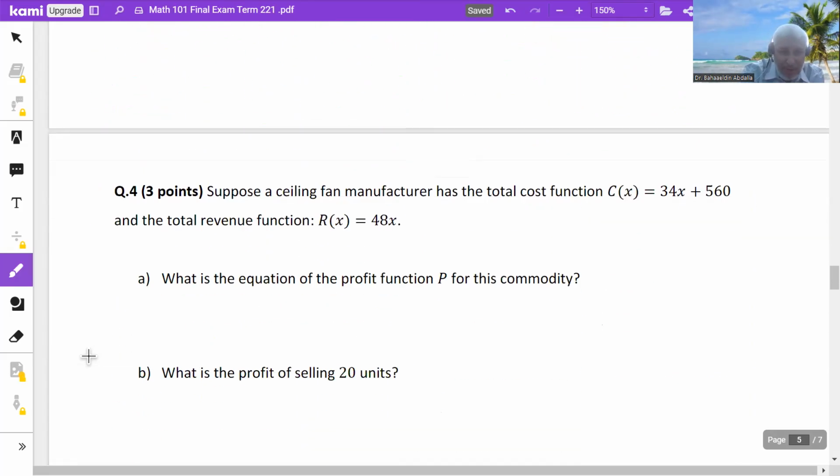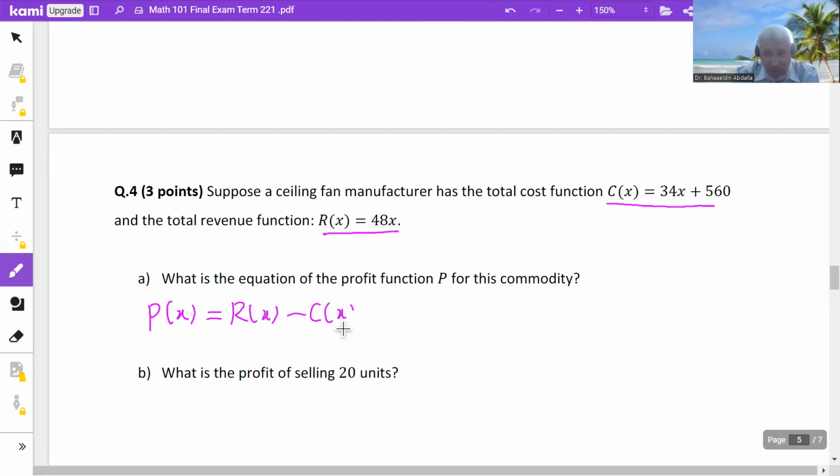A ceiling fan manufacturer has total cost. So this is the cost function. Total revenue, this is the revenue function. What is the equation of the profit function? Well, the profit function is defined to be revenue minus cost. Of course, you subtract revenue minus cost, you get profit.